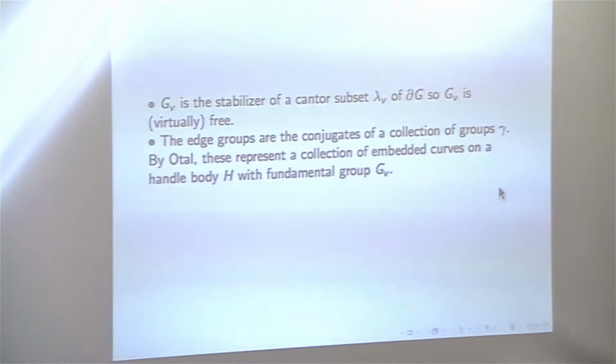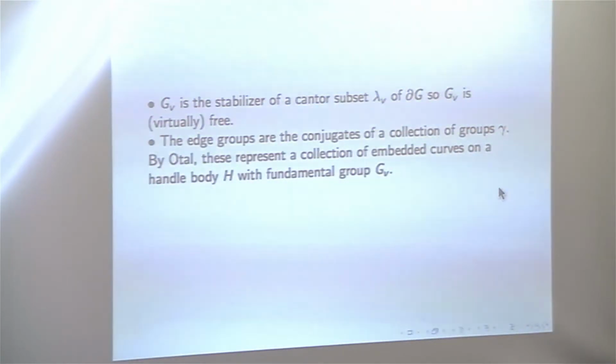So let me just outline that for you. Although it's getting late, I'll still outline it for you. Okay, so I'm just going to look at my rigid subgroups. Okay, it's a stabilizer of a Cantor set. Because the boundaries are homeomorphic, once I cut the boundary up into the pieces that came from the topology, all those pieces are still homeomorphic. So I still have the Cantor set as a boundary of my rigid piece, so that means it's free. The edge groups are conjugates of some collection of curves.